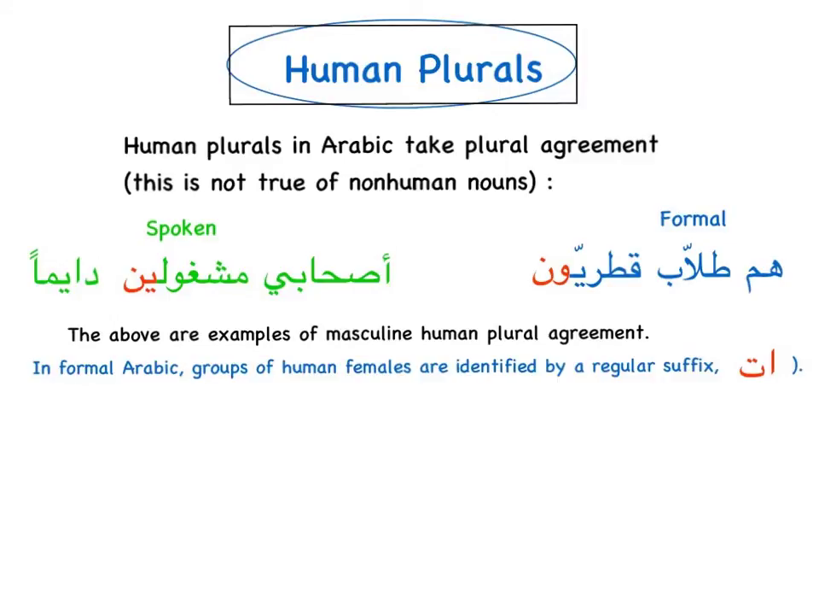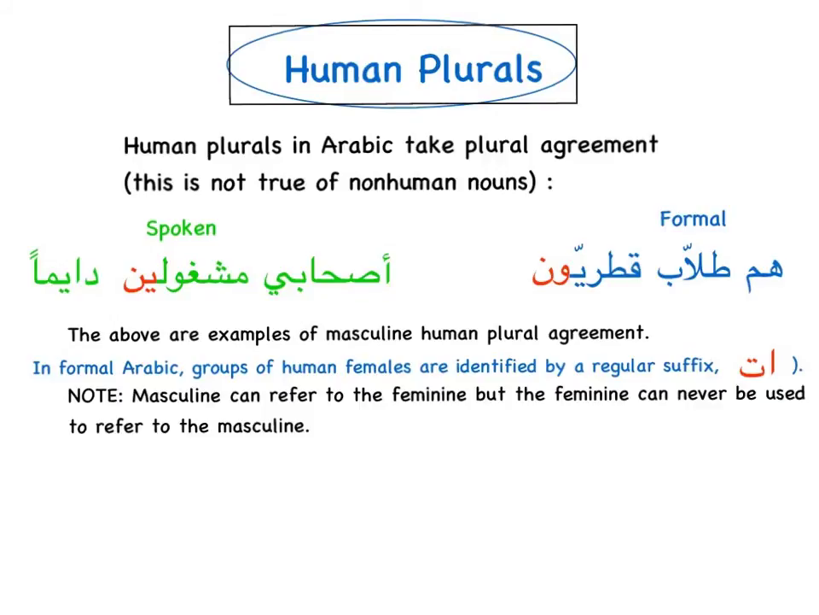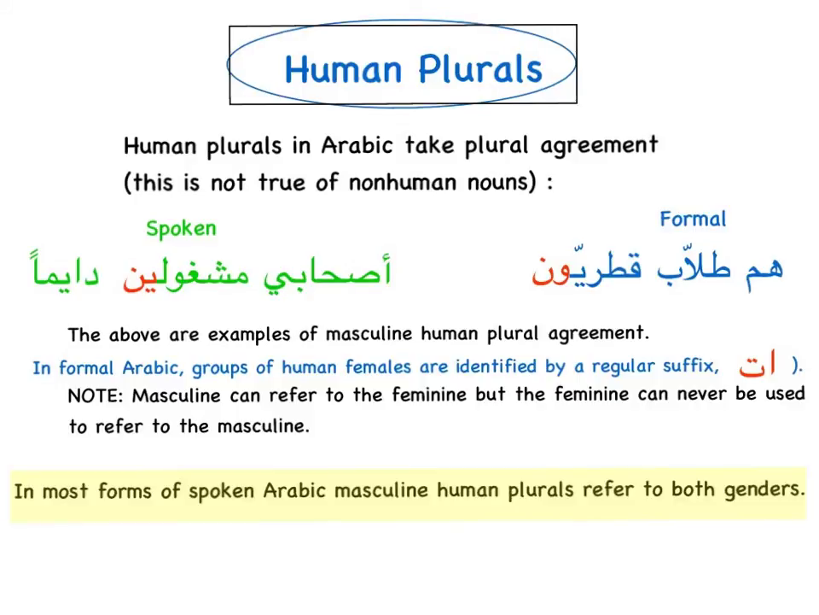In formal Arabic, groups of human females are identified by a regular suffix alif ta. A good example is talibat, taliba, student, talibat, students. Note that masculine can refer to the feminine, but the feminine can never be used to refer to the masculine. In most forms of spoken Arabic, masculine human plurals refer to both genders. So, in Egyptian we'd say البنات فرحانين, same as الأولاد فرحانين. Both adjectives can describe both genders.